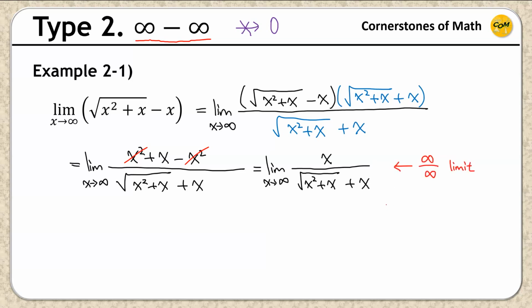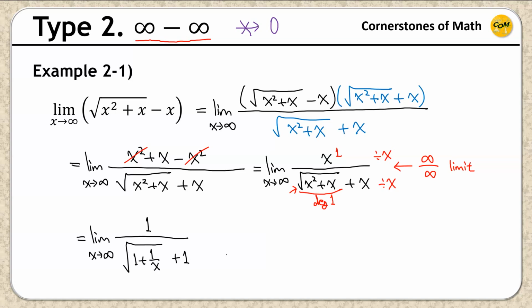So now the limit is in infinity over infinity form with degree 1 on both numerator and denominator, because this square root makes this a degree 1 polynomial. So we divide by x, which gives the limit of 1 divided by the square root of, and the inside must be divided by x squared, so 1 plus 1 over x plus 1, which gives the value 1/2.